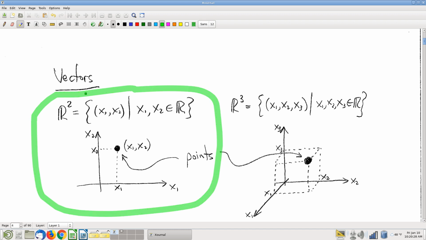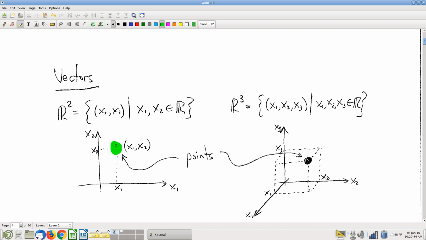And we'll start off in R2. This should be extremely familiar. We commonly see this as the XY plane, right? I'm going to use X1 and X2 instead of X and Y. You'll see why in a few minutes. But hopefully this is super old news, right?